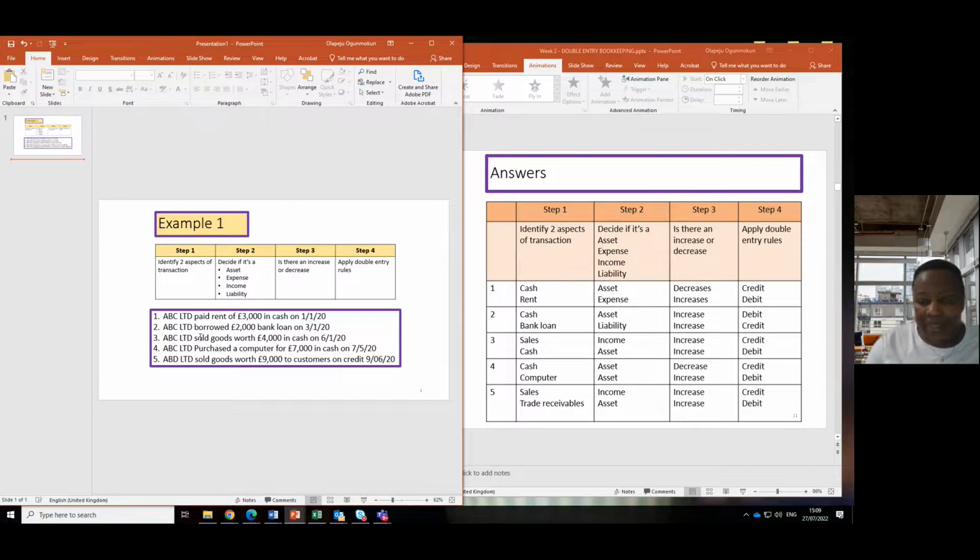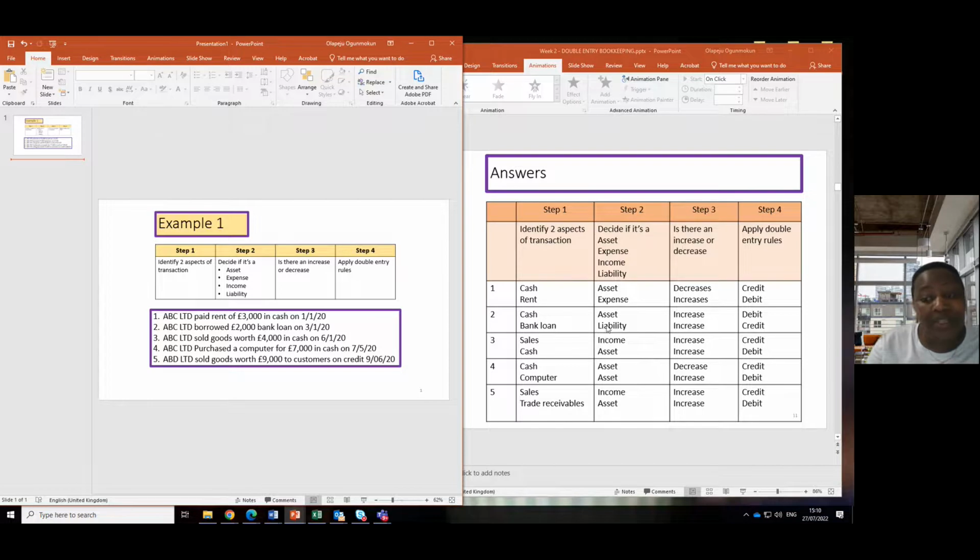The second example is ABC borrowed a £2,000 bank loan. That was what ABC borrowed. So here, in this case, we have cash. ABC now has cash of £2,000, but there's also a liability, which is the bank loan. So we now have two aspects of the transaction here: cash of £2,000 and borrowings, a bank loan, of also £2,000.